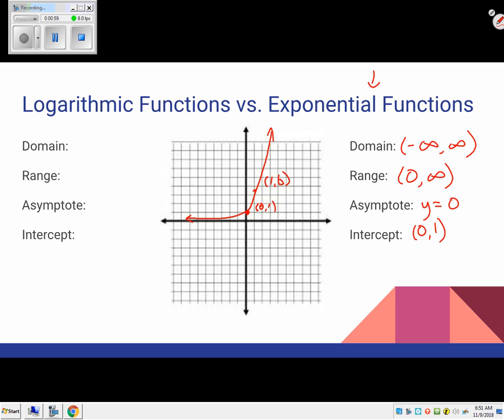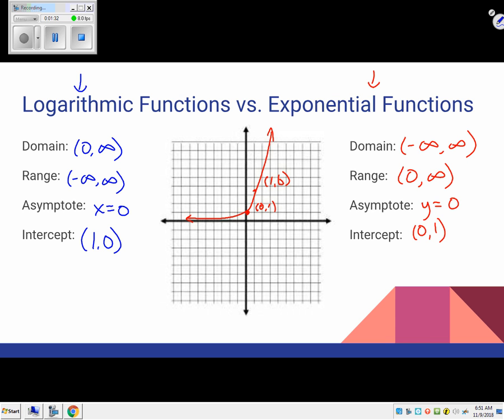Well, what's going to happen on this is everything's going to flip-flop, okay? What was my domain is now on logarithms going to be my range. And then what was my range is now my domain. The asymptote is going to switch from y equals 0 to x equals 0. And instead of the intercept being (0, 1), since we're just graphing the inverse, it is going to be (1, 0). So what does that look like?